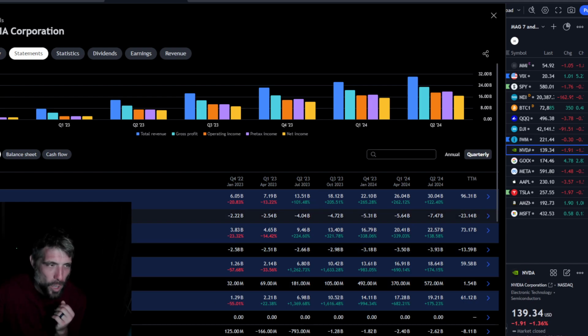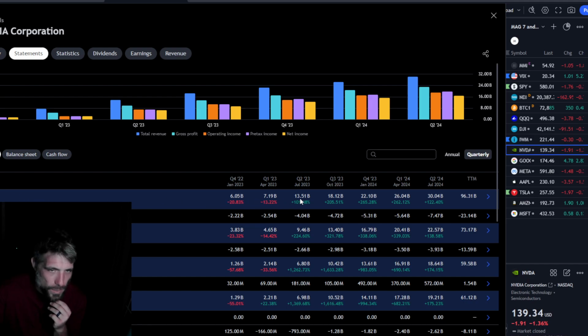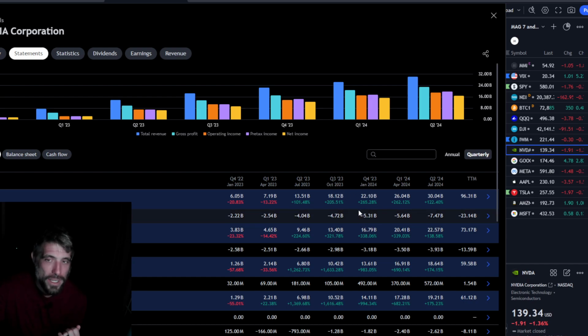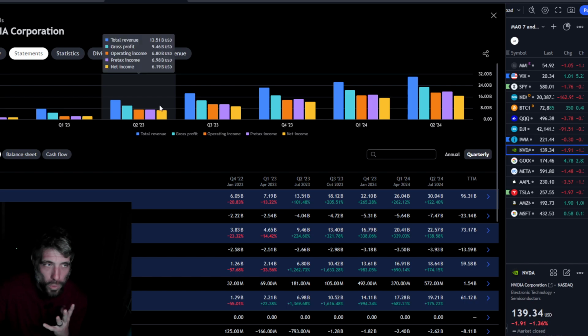And if we look at the total revenue right here, you can see this is when they started to increase, as we talked about in Q2 2023. They increased over 100%. Then Q3, 200%. Then Q4, 265%. This is like crazy growth, guys. This is what you want to start to see. And so that's when you start finding your areas to buy in. So that's your quarterly, okay?